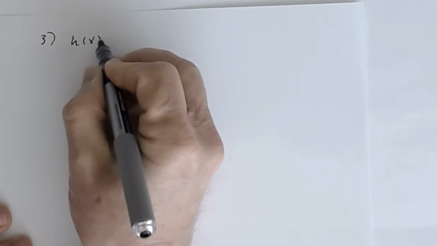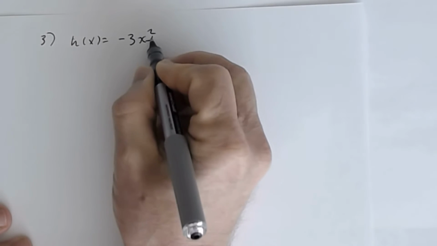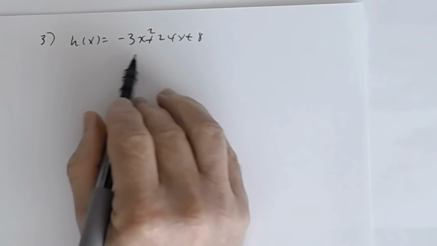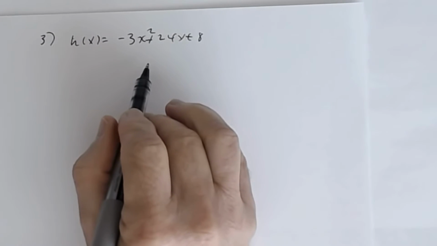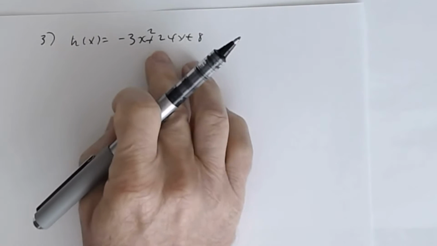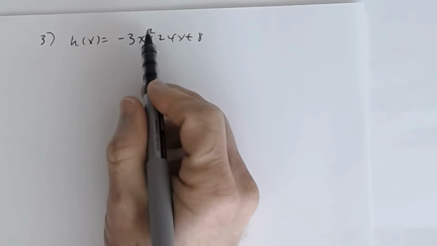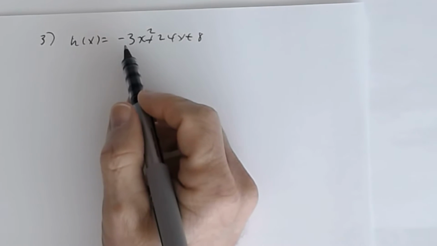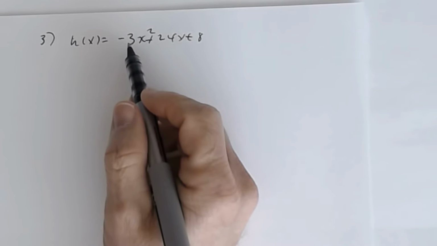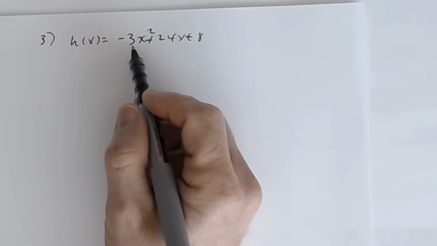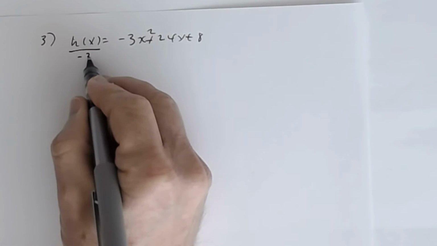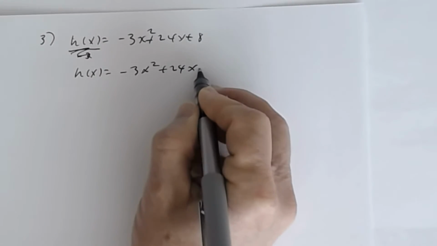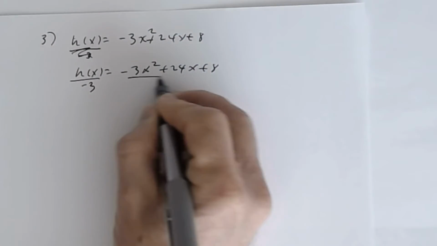We have this function in number 3, and we're going to do it both ways as well. You have h of x equals negative 3x squared plus 24x plus 8. Okay, so I want to rewrite this in vertex form. For the first approach, let's go ahead and divide everything by negative 3. Notice that this coefficient of x squared is not 1, so I got to get it to be 1 before I can complete the square. So let me rewrite it over.